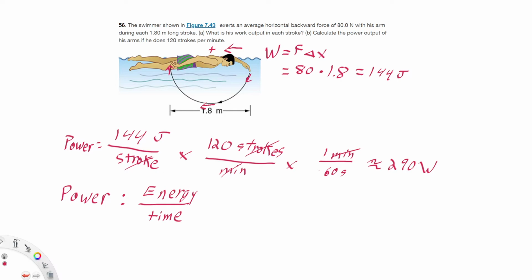Right? So we could also have said something like 120 strokes per minute means that it's half a second per stroke. So we could also have said that it's 144 joules per half second. And that would give us the same answer. Was that what you were asking? Yes, thank you. Okay.